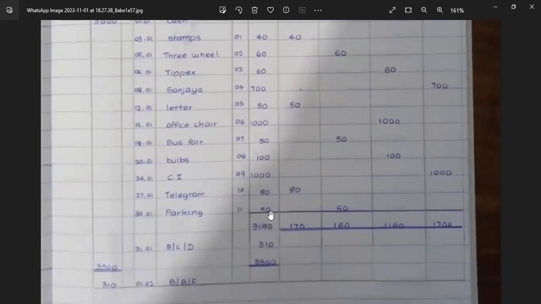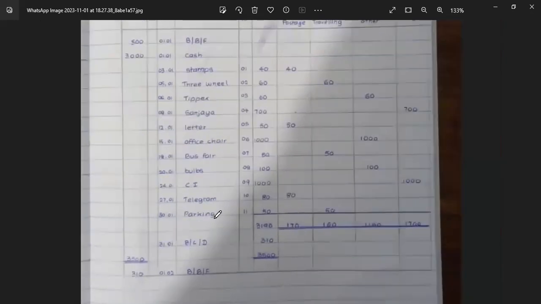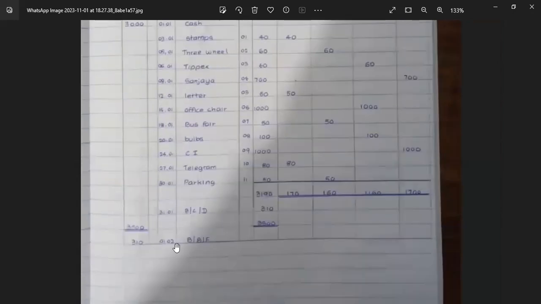So the total expense amount is rupees 3,190. So balance carried down 310, balance brought forward 310. Okay. So this is all about it. In here, there is no information about reimbursing the petty cash float. So on this, you should write this one as well. The final one is reimbursement of the petty cash float.